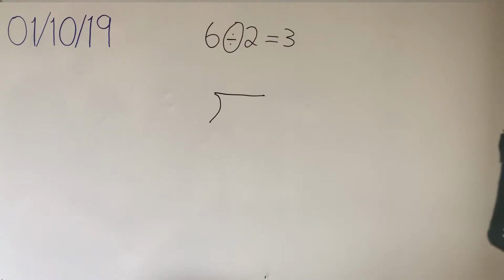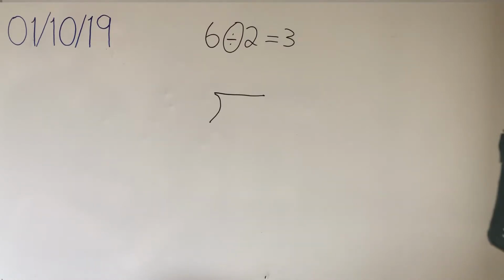The first area is under the horizontal line. This is where the number that will be divided up goes. We start with a big number and need to divide it into smaller groups. The second area is out in front of the curved line of the division symbol. This is where we put the number we will be dividing by. This is called the divisor. This number will tell us how many groups we will be dividing our big number into.